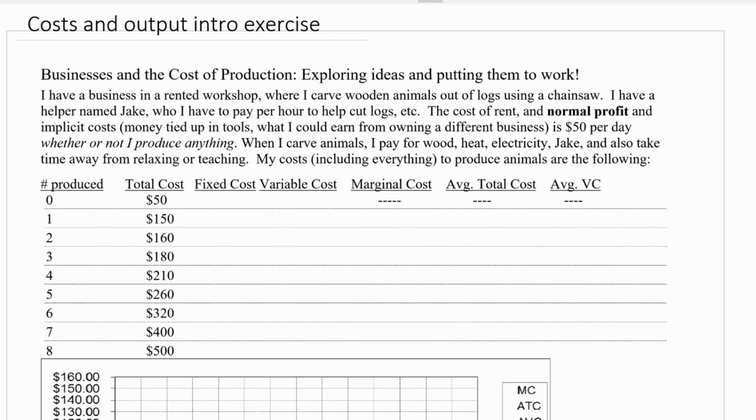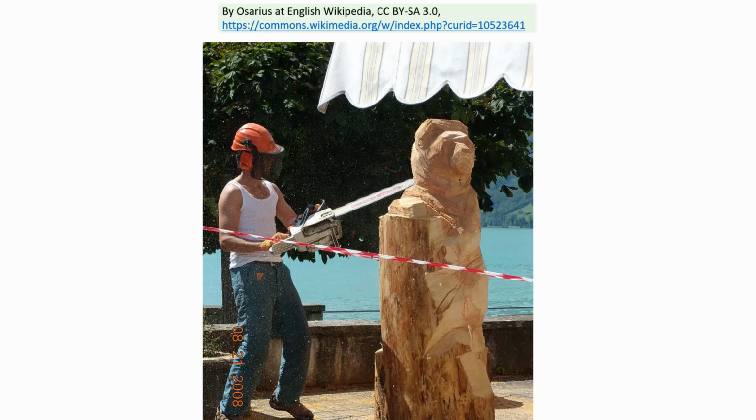So I'm going to go through a simple example here. And in this example, we're going to talk about a fictitious, a make-believe business. Let's suppose that I have a business where what I do is I carve animals out of logs using a chainsaw. If you've never seen this, let me show you what this looks like. So here's a picture from Wikipedia of a person doing this activity. They have a big chainsaw, they have a big log, and they're carving some sort of animal sculpture out of it. Now, this stuff is done a lot in the mountains of North Carolina, and let's just assume this is the business that we're talking about here.